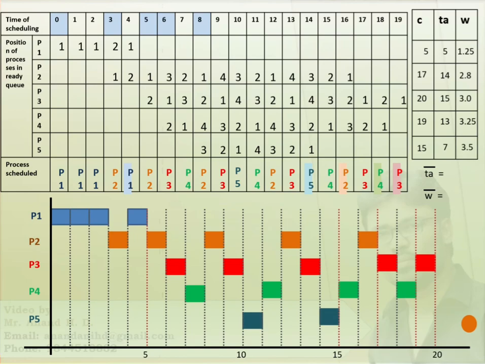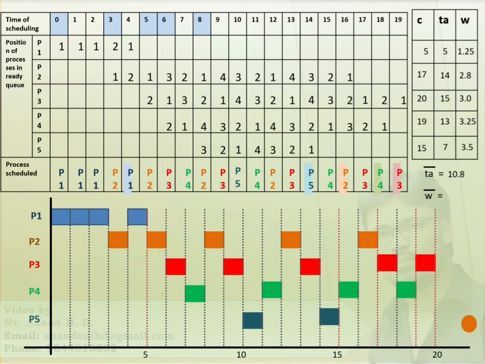What does TA bar mean? It is average turnaround time, and what does W bar mean? It is average weighted turnaround time. Okay. So TA bar, that is average turnaround time, is given by the sum of all these 5 turnaround times divided by 5. That is, we have to take the average of turnaround time. So 5 plus 14 plus 15 plus 13 plus 7, which is equal to 54, divided by 5 will give you 10.8 time units. Okay.